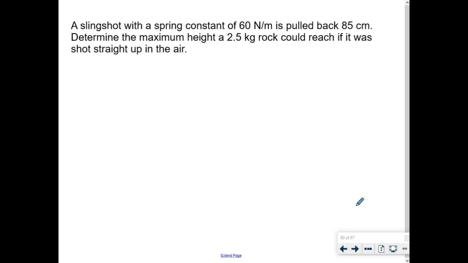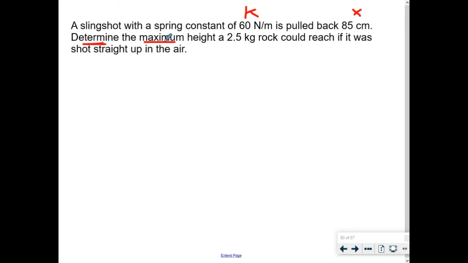So, okay. New scenario. You have a slingshot. Okay. And that slingshot has a spring constant of 60 newtons per meter. If you remember what that means, it means that it takes 60 newtons of force to pull your slingshot 1 meter. Now, I highly doubt you're actually going to pull your slingshot back 1 meter. But it would take 60 newtons to reef on it like that. Does that make sense? That's a spring constant. The variable we gave that was K, for what it's worth. And it tells you pulled it back 85 centimeters. For what it's worth, that was X in the formula.